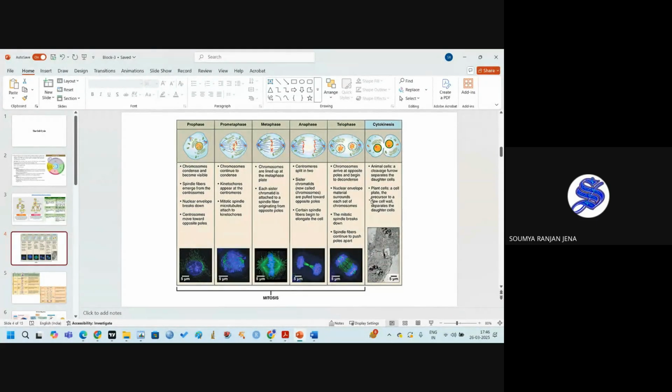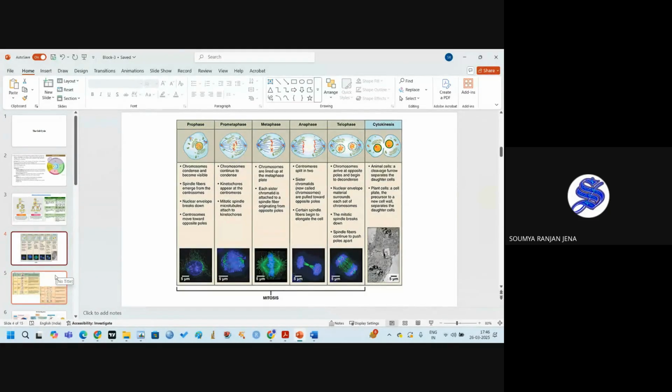In a plant cell, a cell plate, a precursor to a new cell wall, separates the daughter nuclei. But in an animal cell, the contractile ring will form. After this contractile ring, it will separate into two daughter nuclei. So this is the mitosis of the animal cell.